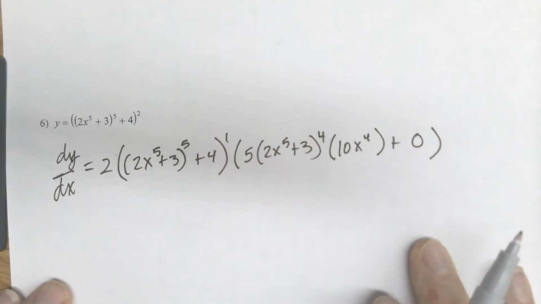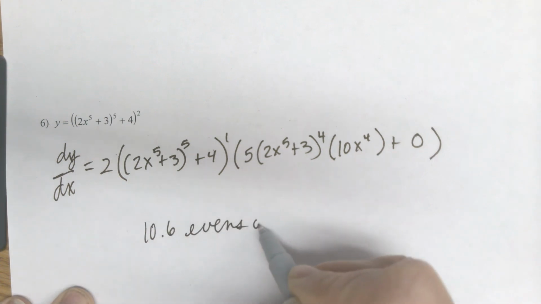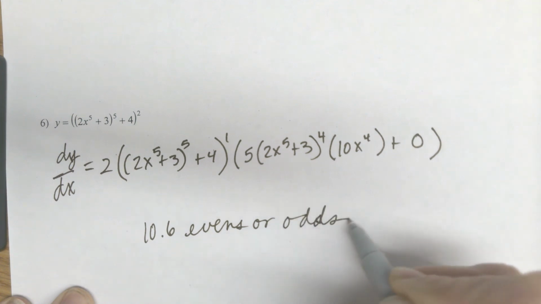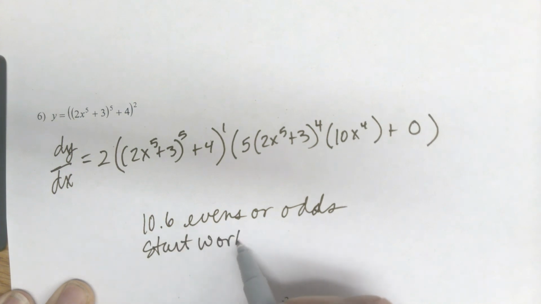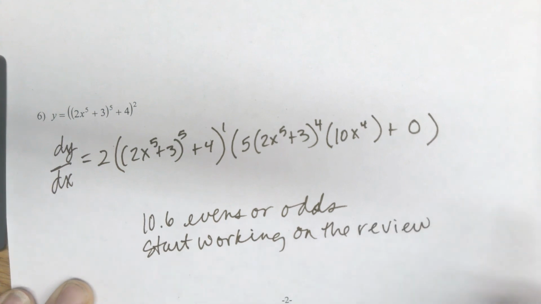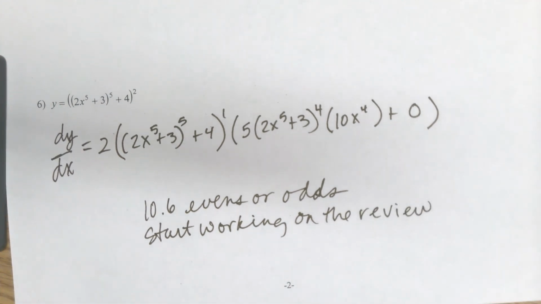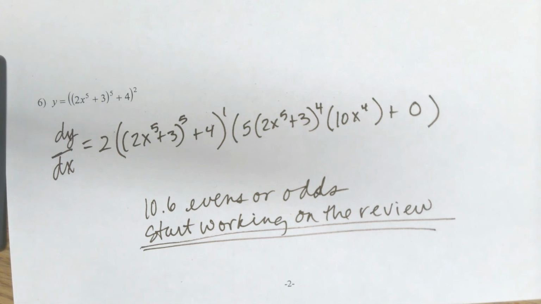And so on top of homework 10, 6, evens or odds, I suggest that you also start working on your review. The review, or your test for B-Day people, your test is Monday. For A-Day people, your test is Tuesday. So today would be a really good time to go back and start working on the review. As always, if you have any questions or concerns, please just let me know. And good luck, and we'll talk soon.